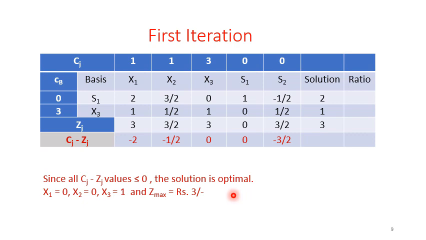So this is the simplex method. The solution to this particular problem is x1 is 0, x2 is 0 and x3 is equal to 1, and z maximum is equal to rupees 3.